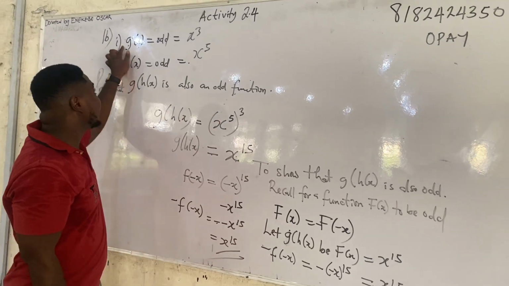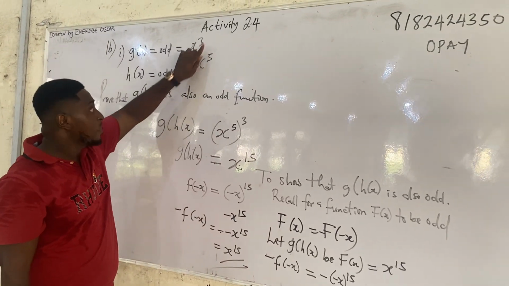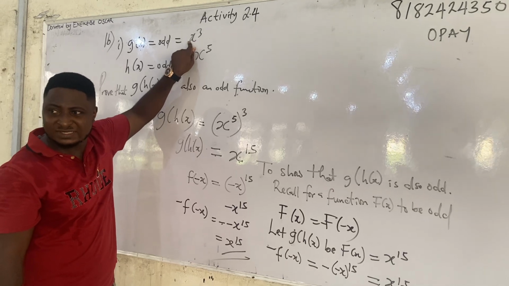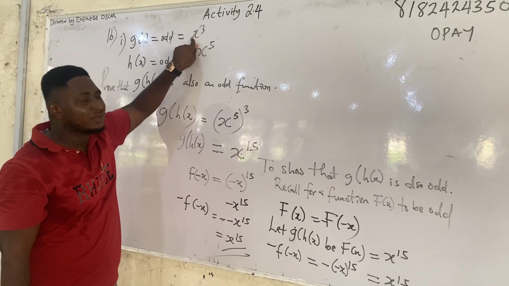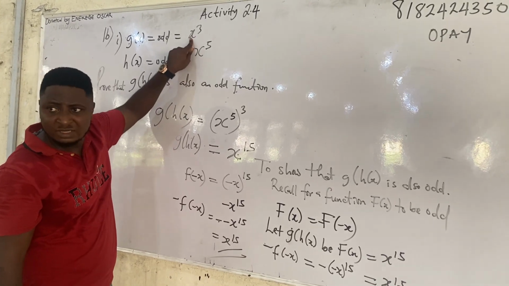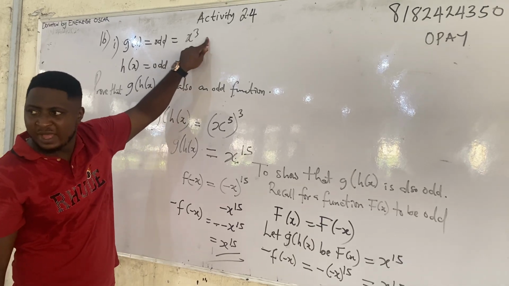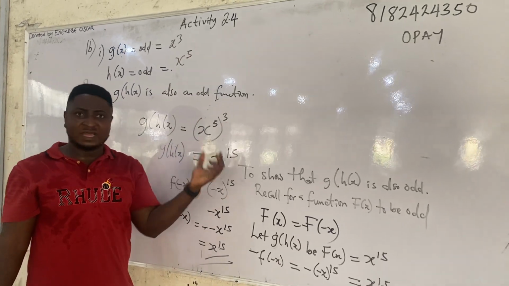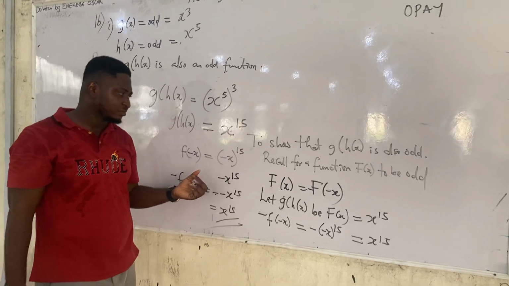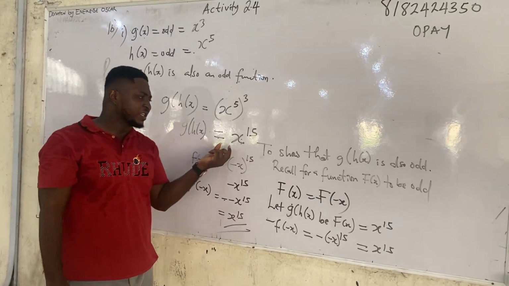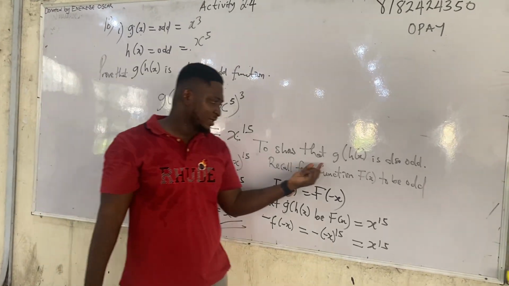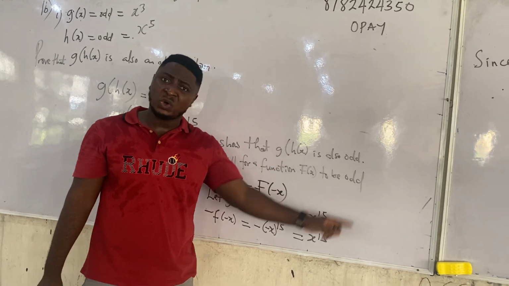Notice before that g(x) was just x raised to power 3. By the time h comes in, it becomes x raised to power 5 raised to power 3. 5 times 3 now gives you x raised to power 15. Now, if g of h of x is x raised to power 15, we want to show that g of h of x is also odd.